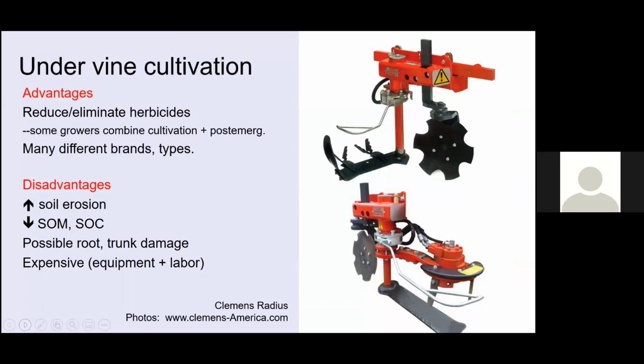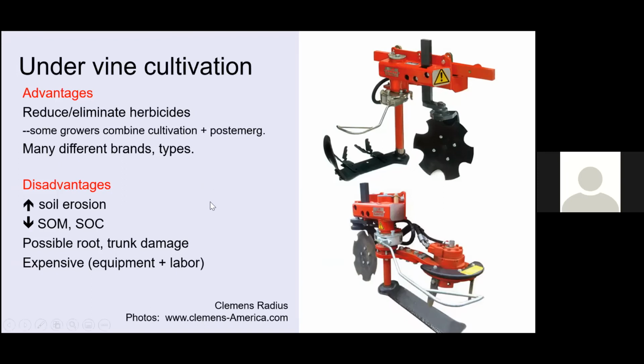So undervine cultivation, and these are actually a couple of units that growers on Long Island have recently purchased. I would say the majority of growers on Long Island that are not using herbicides are cultivating under the trellis. And like every technique, every strategy that you may choose, these units have advantages and disadvantages. So the advantages, of course, are that you can reduce or eliminate herbicides. Some growers are actually using them in combination with a single post-emergent. And there are a lot of different brands and types, and I am not an expert on these, but you have a lot of different options with these units.